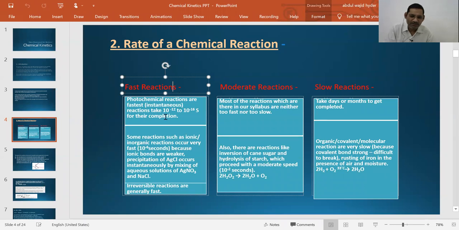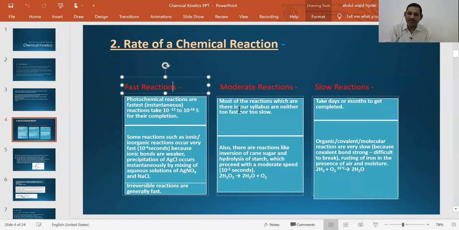Fast reactions, photochemical reactions, their speed will be 10 to the power minus 12 to 10 to the power minus 16 seconds. Photochemical reactions are the fastest chemical reactions, vision reactions also. Ionic or inorganic reactions are also fast, their speed will be 10 to the power minus 6 seconds, because ionic bonds are weaker. And irreversible reactions are also fast, so we have classified them like this.